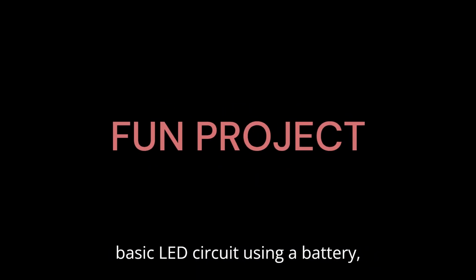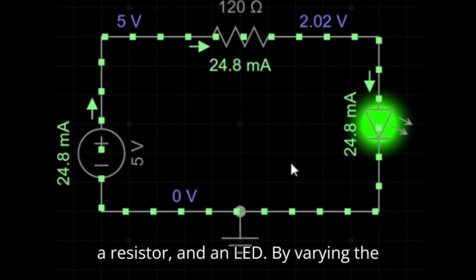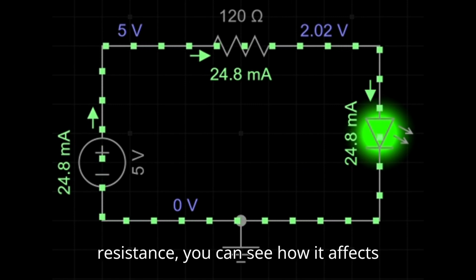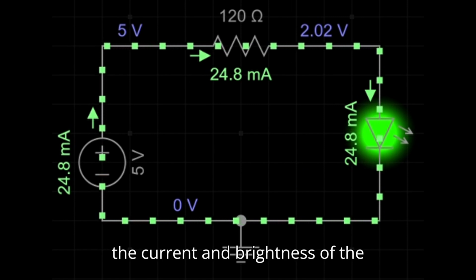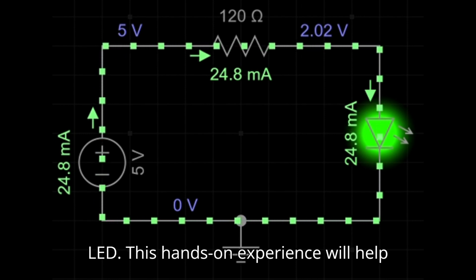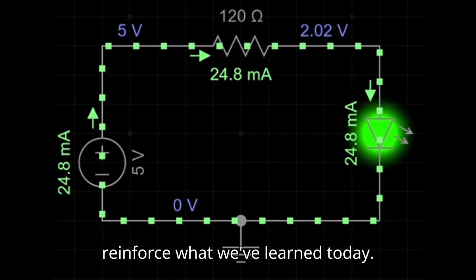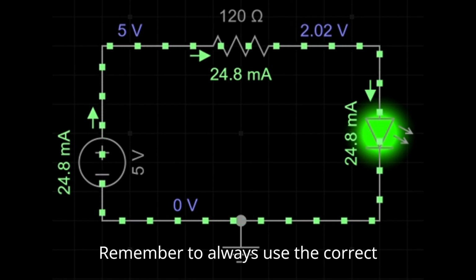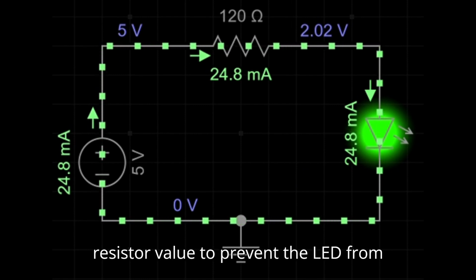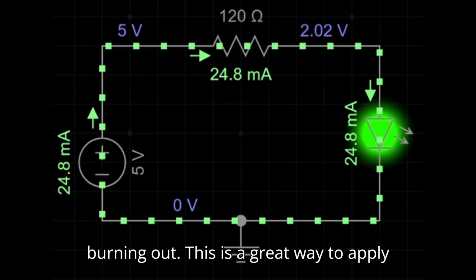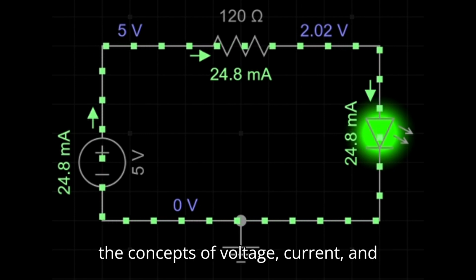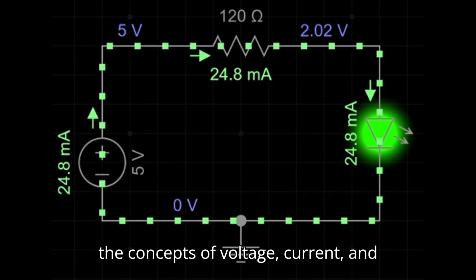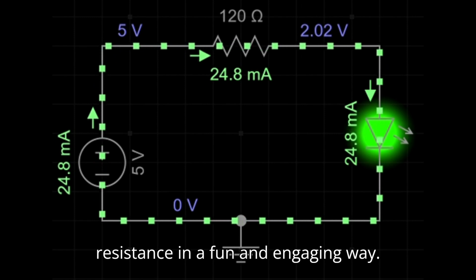You can create a basic LED circuit using a battery, a resistor, and an LED. By varying the resistance, you can see how it affects the current and brightness of the LED. This hands-on experience will help reinforce what we've learned today. Remember to always use the correct resistor value to prevent the LED from burning out. This is a great way to apply the concepts of voltage, current, and resistance in a fun and engaging way.